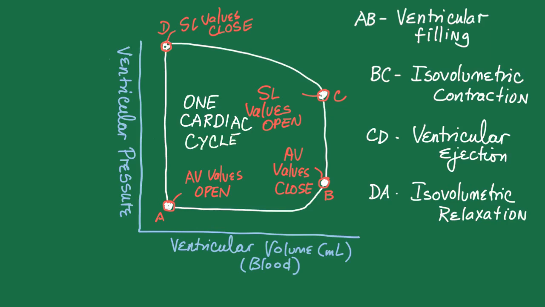The volume of blood in the ventricle keeps changing. At B, at the end of ventricular filling, the ventricle has the maximum amount of blood. We call this end diastolic volume. During ventricular ejection, the volume of blood that leaves each ventricle is called stroke volume. At the end of ventricular ejection, which is D, the volume of blood that remains in the ventricle is called ESV, or end systolic volume.